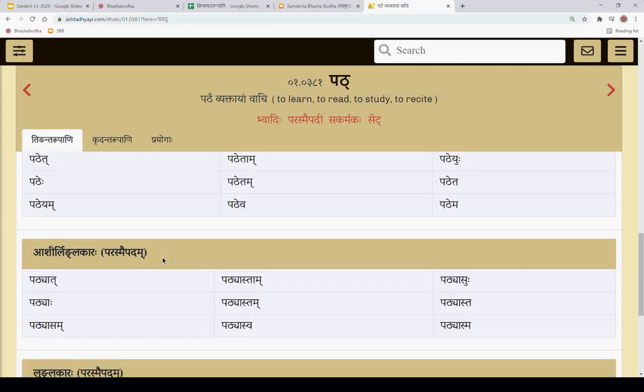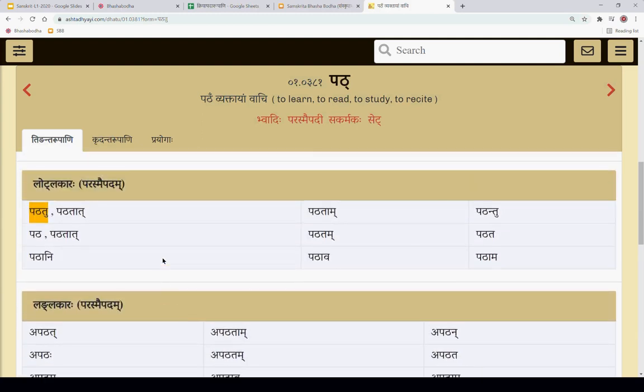Now, why am I bringing this up? Because this pathyat form in lot lakara is used in that sense only, the Ashirling sense. Lot lakara has multiple connotations: ajna, prarthana and wish. For all those connotations, patatu, patatam, patantu can be used. That is fine. But if you are very particular about the wish, then the alternative form pathyat can be used.